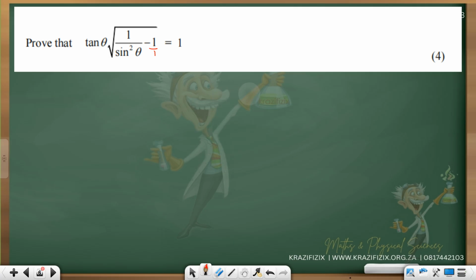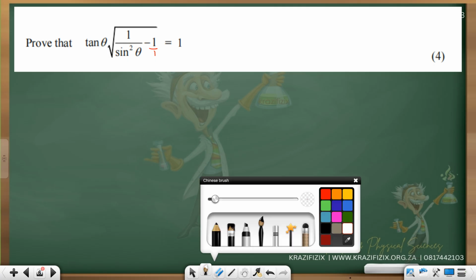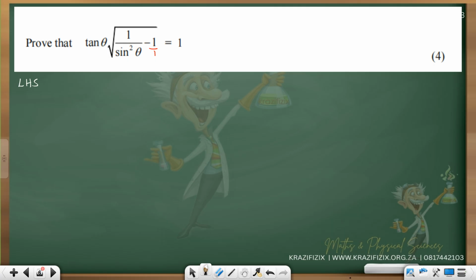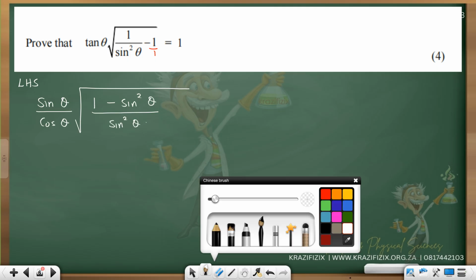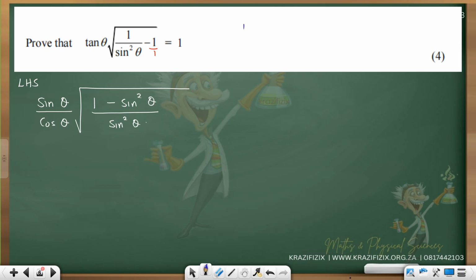Okay, let's check. What would I have done? Obviously starting from the left-hand side. What is tan theta? I'll have changed it to sine theta over cos theta. And I have my big square root. And I told you it's 1 over 1 there, right? So I can do the diagonal method: 1 times 1, 1 minus sine squared theta over the denominator. I hope this makes sense. It is 1 over 1 minus sine squared theta.